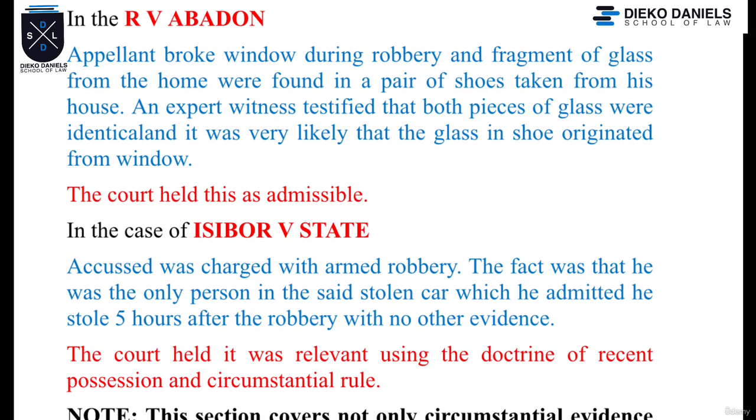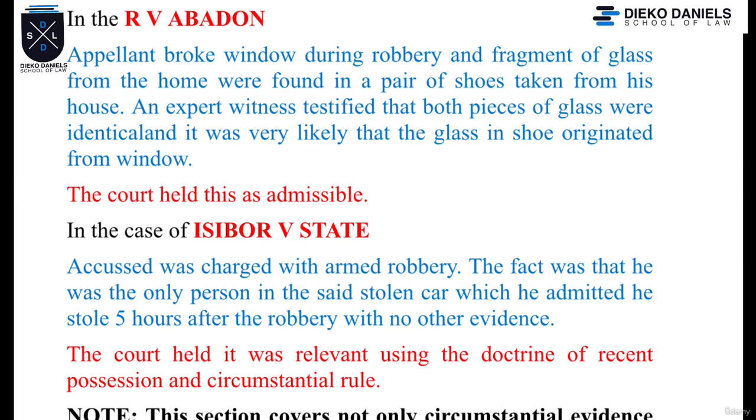We've looked at the case of ISIBOR versus the State, where the accused was charged with armed robbery. The fact was that he was the only person in the stolen car, which he admitted he used. So now, what is the occurrence A here? The occurrence A here is that there has been armed robbery. What is the effect of armed robbery? The fact that the person who is the robber in this case is going to go away with certain goods, which is stolen goods. Five hours after the robbery, they caught him and he admitted that that stolen car was the car that he robbed.